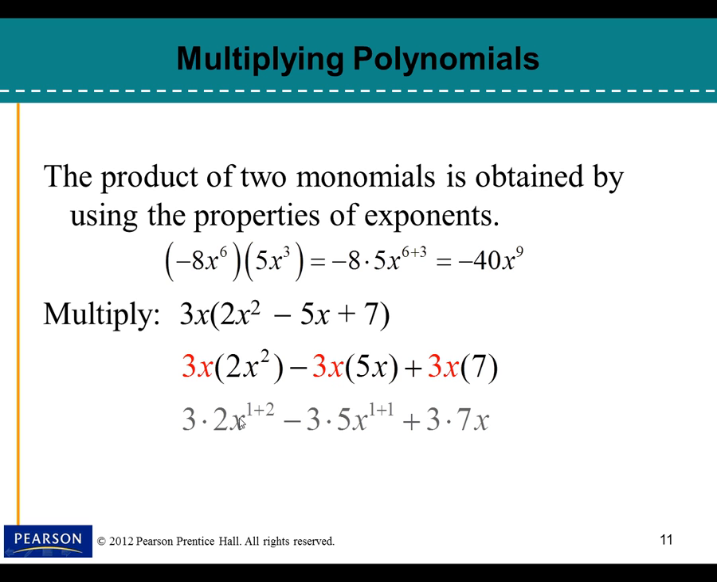So I'm multiplying my numbers, 3 times 2, adding my exponents, multiplying the numbers, adding the exponents, multiplying the numbers, and I end up with just one variable. So when you simplify, this is 6x cubed minus 15x squared plus 21x.